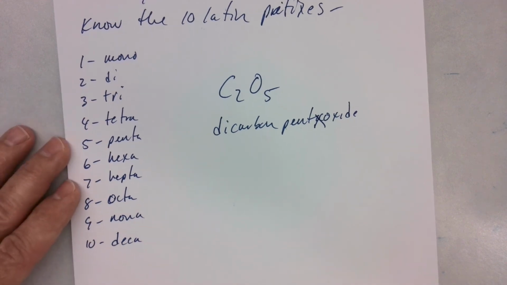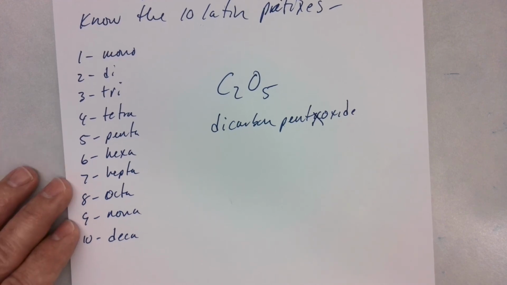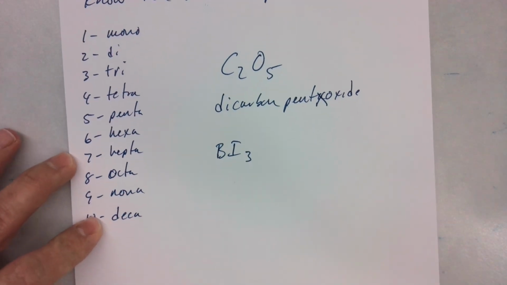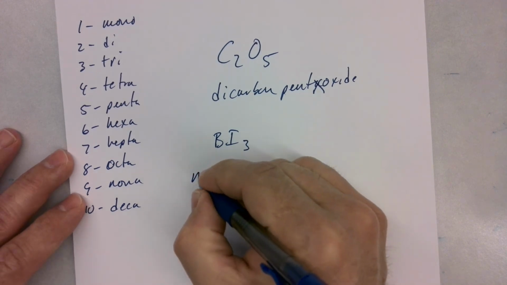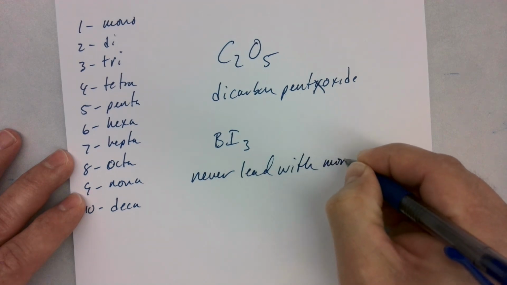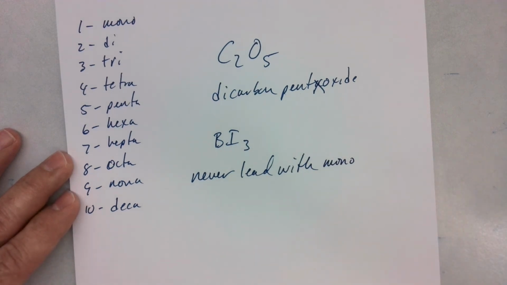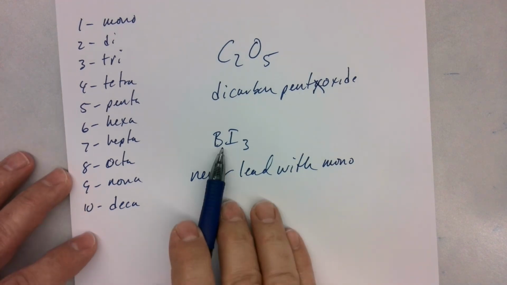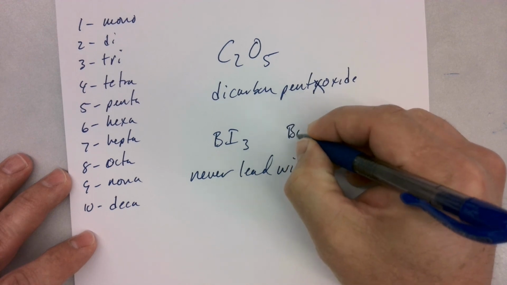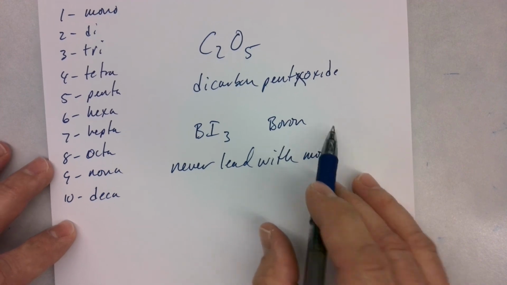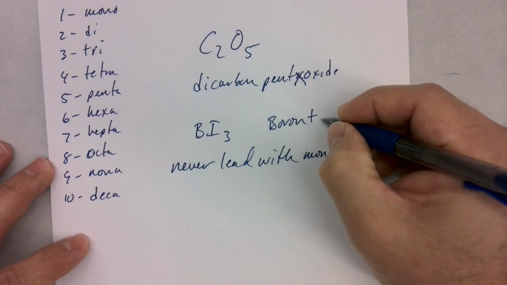Here's a good one. Let's say I had BI3. Now, you never lead with mono. Ever. It's just never what's in front. So this would be boron. I would never say monoboron, I would just say boron. And then this is going to be boron triiodide. Okay, now think about that.